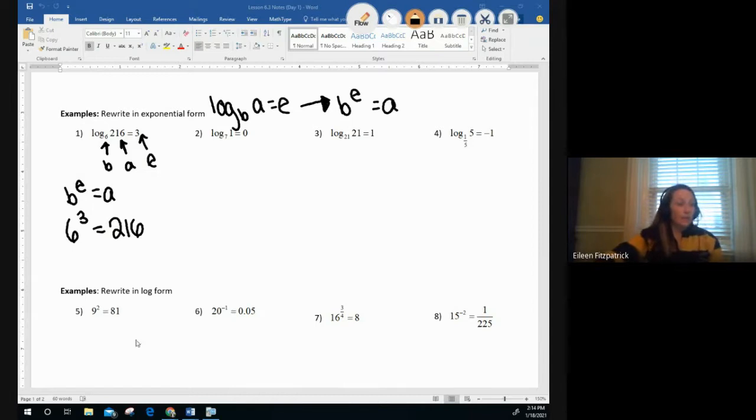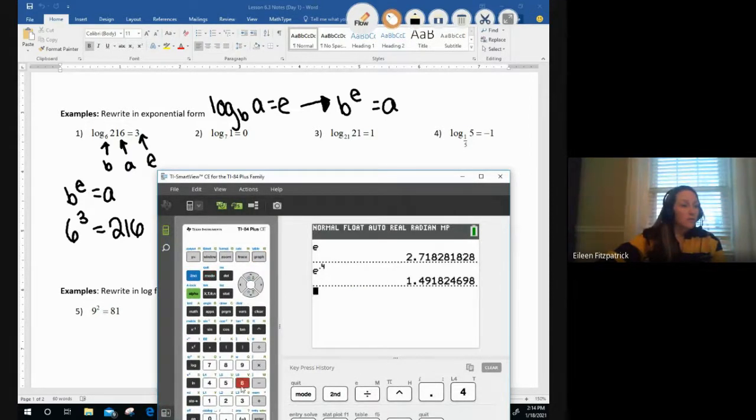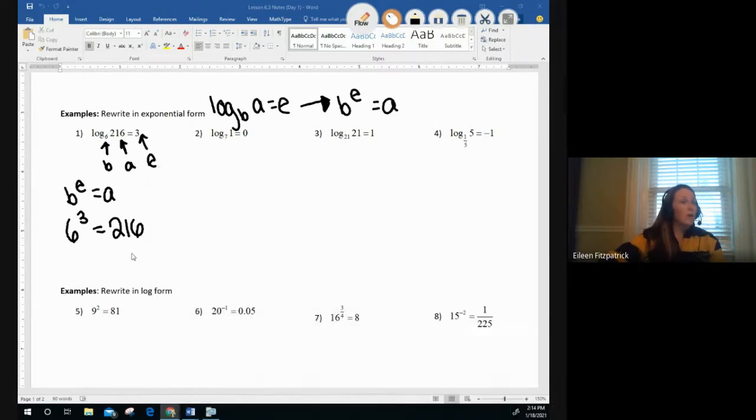And we can double check that. If you want to grab your calculator, 6 to the third equals 216. So what we just learned, our very first problem, is that 6 raised to the third equals 216, which we know. And an equivalent way of writing that is log base 6 of 216 equals 3. They are equivalent to each other.